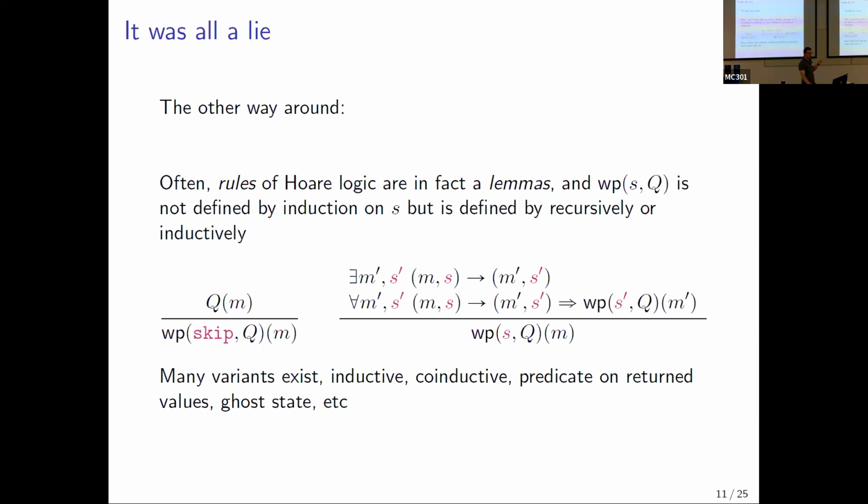WP S Q is not defined by induction on S, but is defined recursively or inductively, depending on the steps. So you say that WP of skip and a postcondition Q holds on M if Q of M. And then for the recursive step, you can prove that WP S Q M holds if S and M is not stuck. So there exists an M prime S prime so that the configuration steps. That means that this configuration is not stuck. There's no bug here. And for every step that it can take, you still have WP of S prime Q M prime.